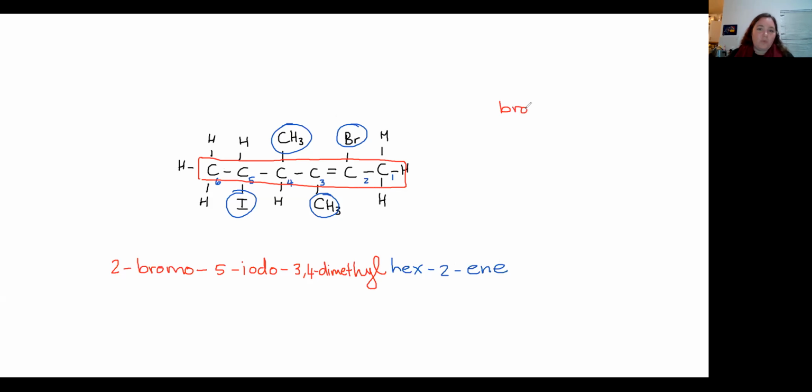So I'd write down bromo position 2, and then I'd write down methyl, and I'll see, wait a second, there are two of them, so it's di, but remember you alphabetize according to the M. And then because there are two of them, I need to remind myself that it's in position 3 and 4, and then I've got an iodo on position 5, and then I go and alphabetize B before I, before M, and that gets me to my answer.